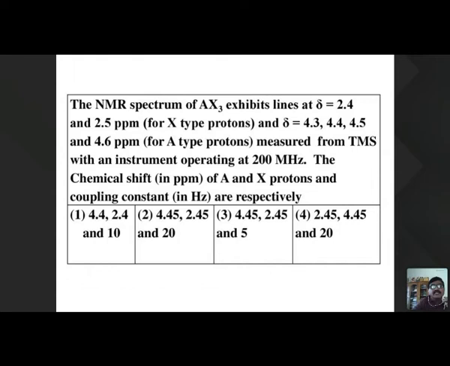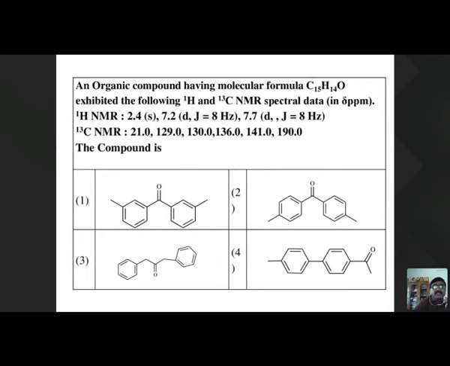So you can eliminate this answer. The correct answer is 2: 4.5, 2.5 and 20. But if you determine the coupling constant first, we can eliminate these two answers and choose between these two. So either way, we can reach the answer. So the correct answer is this. I think this was asked in part B in the NET question.